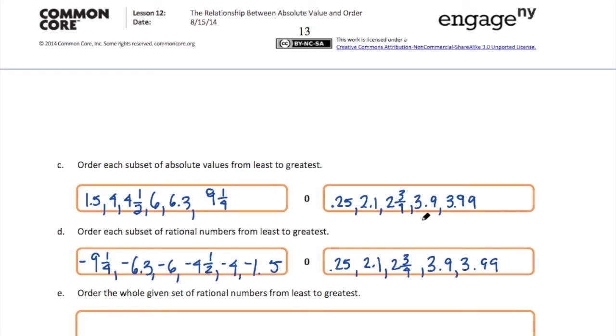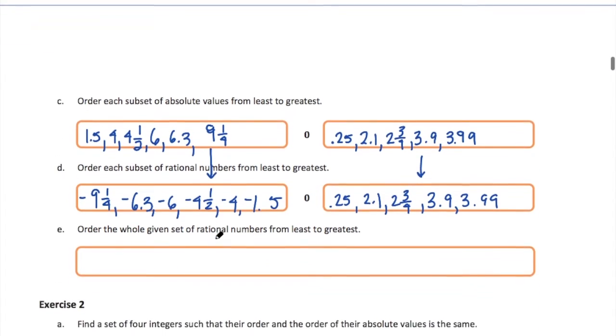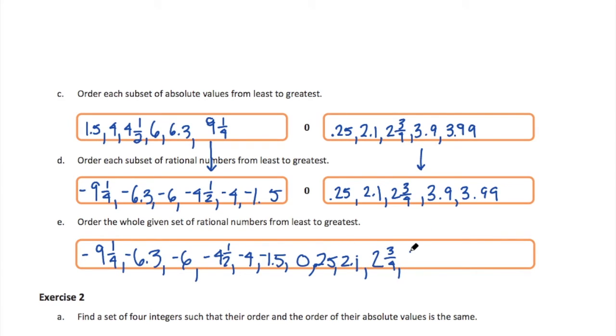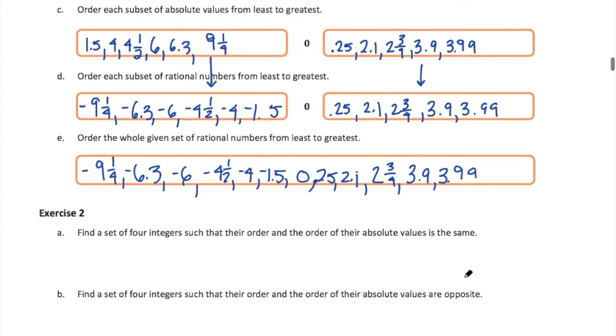What they're really trying to get you to see, the connection here, is that for the positive numbers, their absolute values are in the same order as their actual values. But for the negative rational numbers, the absolute values were in the reverse order of their actual values. So now we can throw them all together in one big list and put them from least to greatest. That's the important point: for negative numbers, their order is reversed from the order of their absolute values, as we said at the beginning.